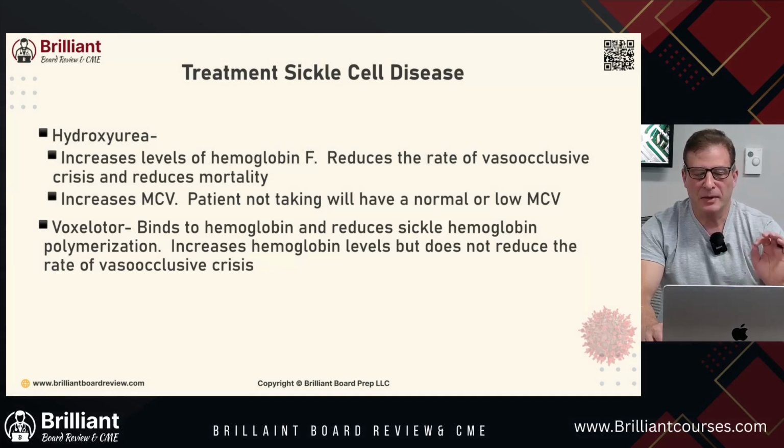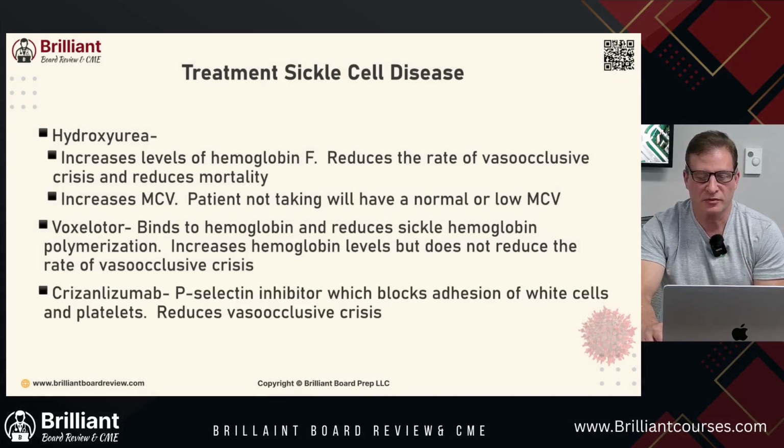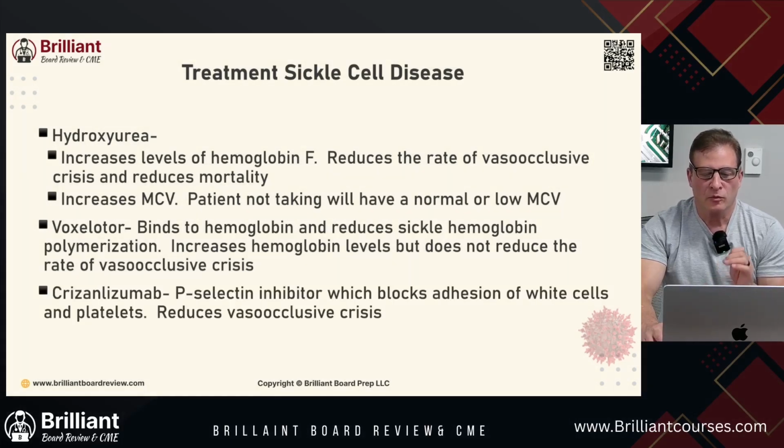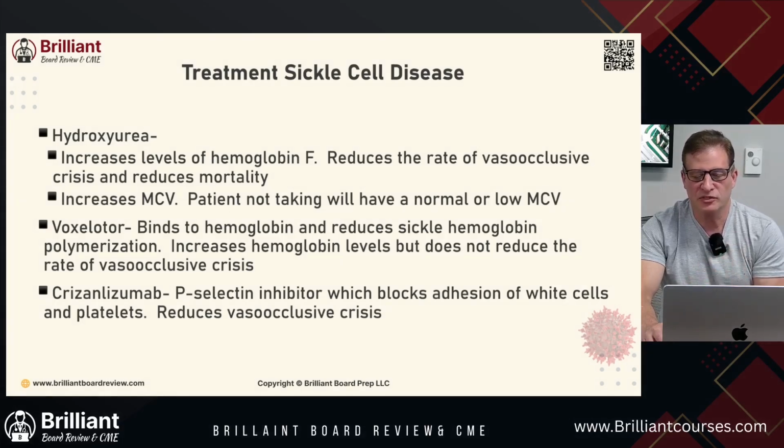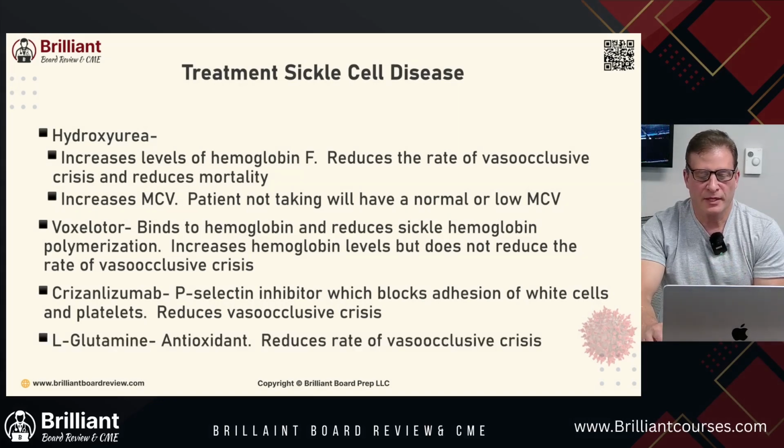Voxelotor binds hemoglobin and reduces sickle cell hemoglobin polymerization, increases hemoglobin levels, but does not reduce the rate of vaso-occlusive crisis. Crizanlizumab is a P-selectin inhibitor which blocks the adhesion of white cells and platelets, reducing vaso-occlusive crisis. And L-glutamine is an antioxidant, reduces the rate of vaso-occlusive crisis.